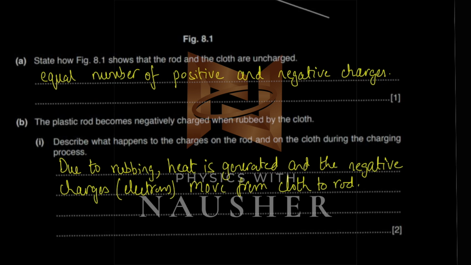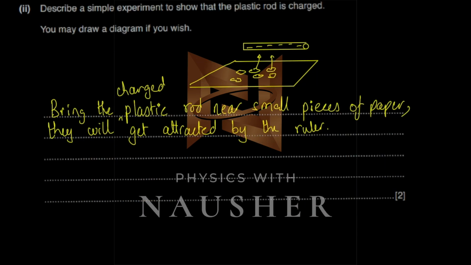And always remember, you always mention the movement of electrons, because the electrons get transferred, positive charges don't get transferred. If the electron transfers from here to here, this side becomes negative, this side becomes positive, but it's always the movement of the electrons which is mentioned, not the movement of positive charges. Simple experiment to show that the rod is charged.